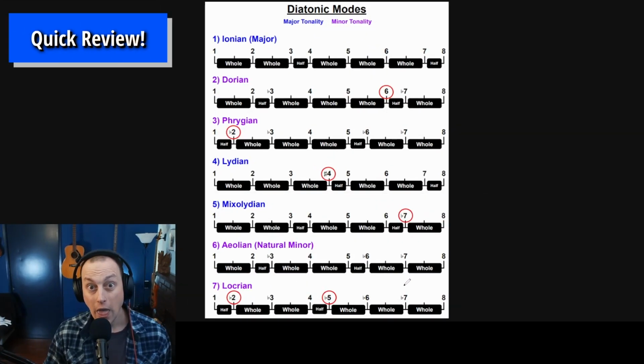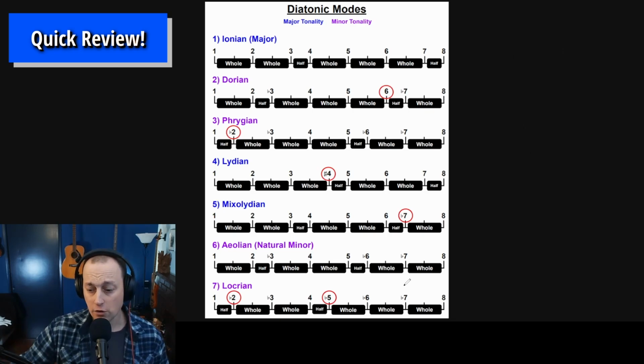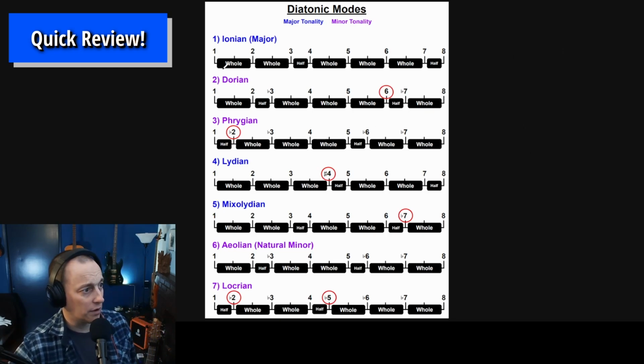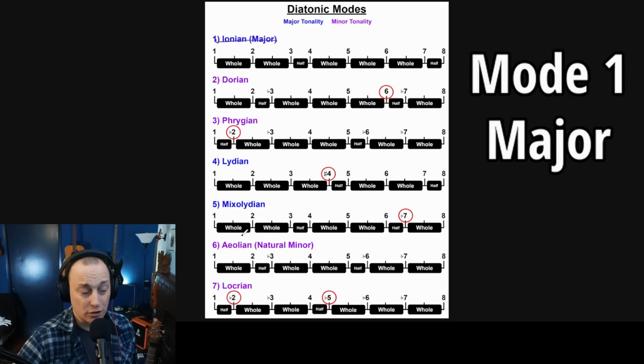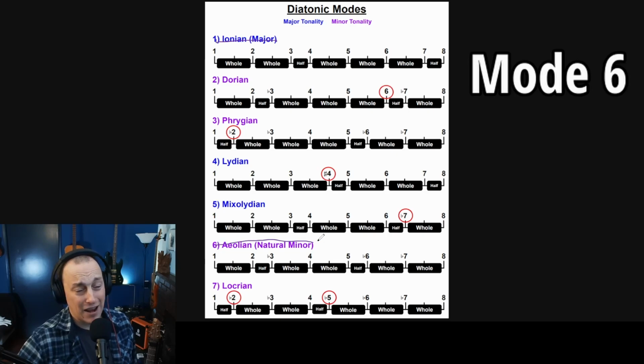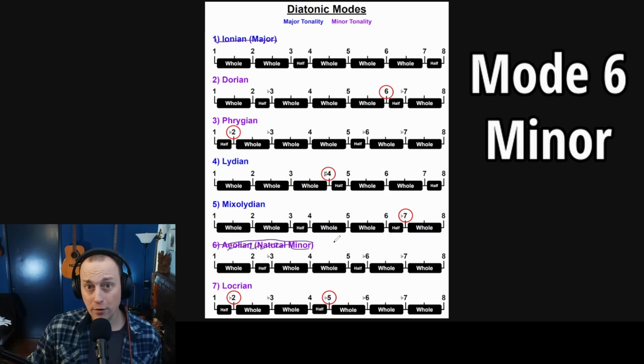Let's go ahead and review. I've got 7 total modes for my major scale. Let's cross these off. Okay, let's learn these real fast. Number 1, I already know that one. That's major, because I know my major scale. Number 6, I know that one. Okay, that's just minor. I know my minor scale already. I've only got 5 left.